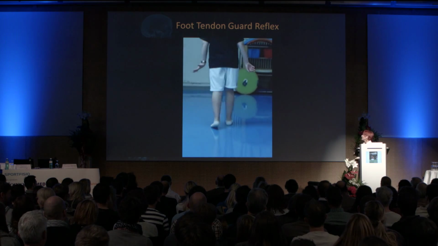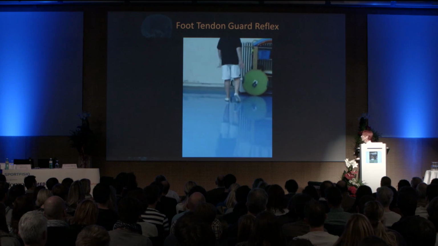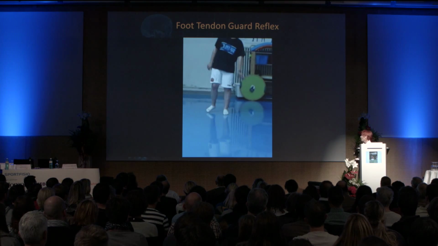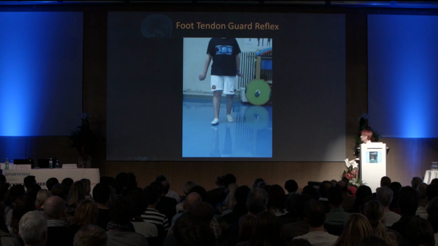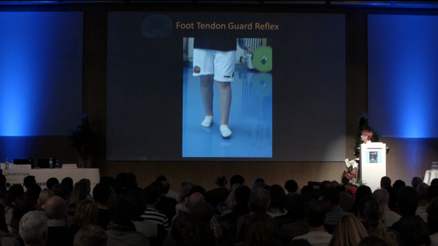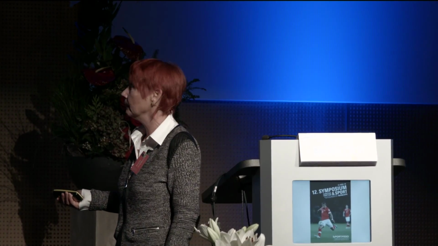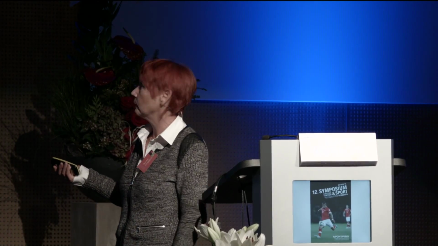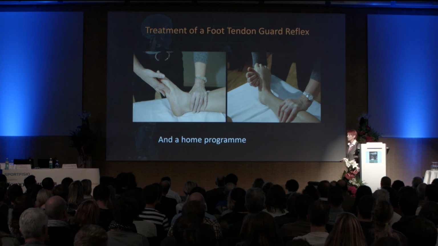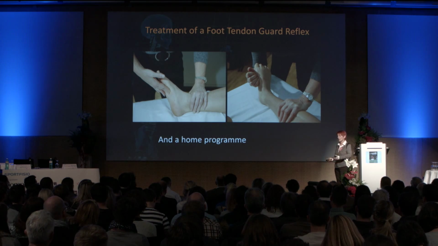Okay, as he comes back, you'll see he tries to let go, right? But he's getting a complete extension pattern. Now, this is a normal child. This is not a neurological problem. Okay, so that's what a foot tendon guard reflex looks like. And when you treat it, I'm sorry we don't have the video after we treated it, but when you treat it, it will change. Normally, if you don't have it, you can walk on the outer border or the inner border of your foot and it doesn't change anything in your body.